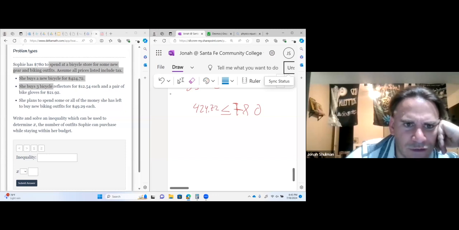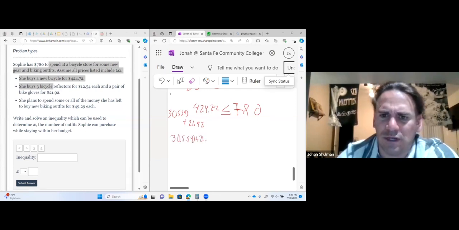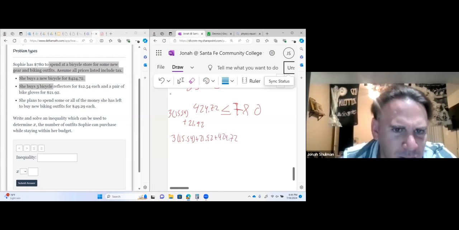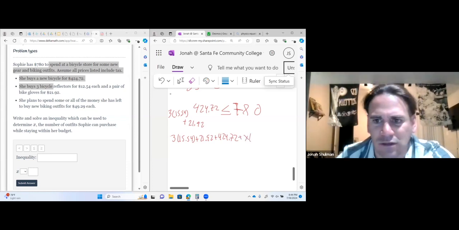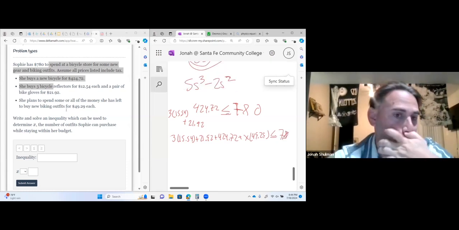So the new bicycle is 424.72. 3 reflectors, 3 times 15.54, plus 21.92. I need more space. So we have 3 times 15.54 plus 21.92 plus 424.72. What else do we have? And this is plus x times 49.29. All has to be less than or equal to 780. What a crazy, crazy, crazy problem.